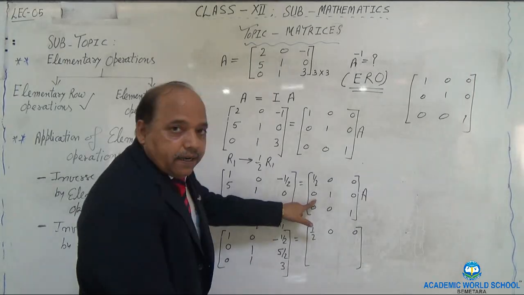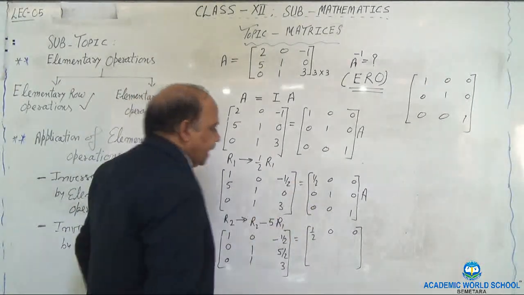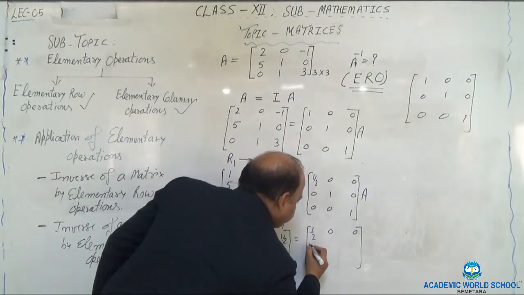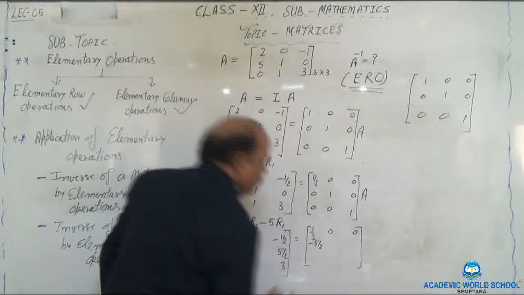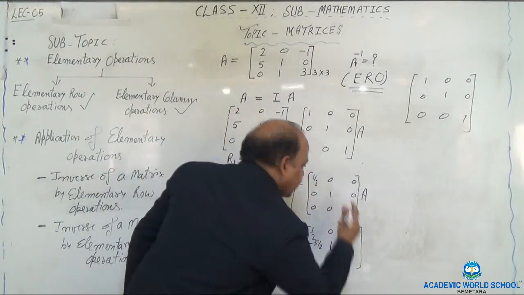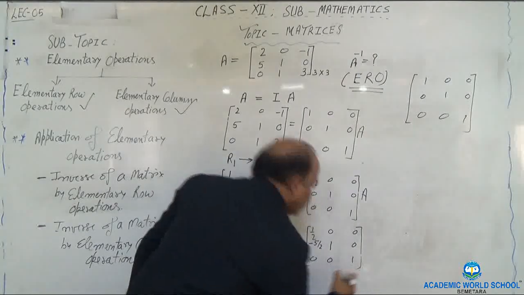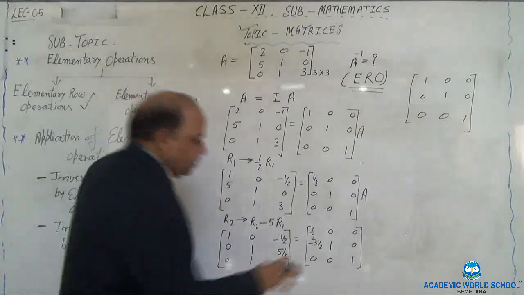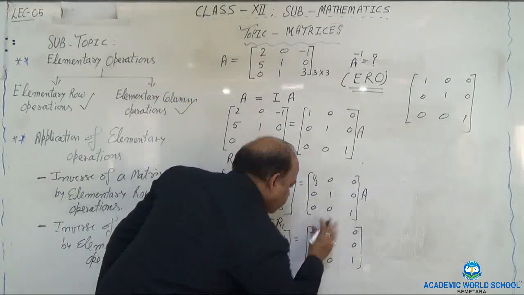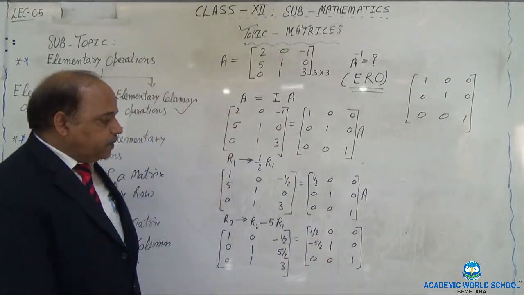Now in the second row there are changes. What is the change? 5 times you are subtracting. So if you subtract, it will become minus 5 by 2. From here you are subtracting, it will remain 1, it will remain 0, and the last one has no change as such. So we are getting this. You can write this as 1 by 2. I hope this point is clear.